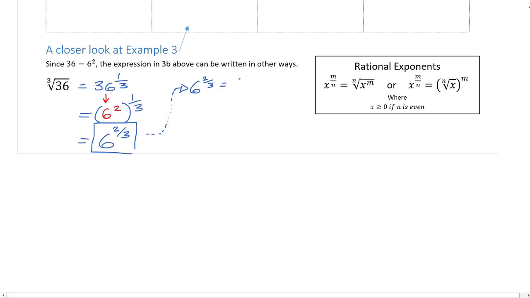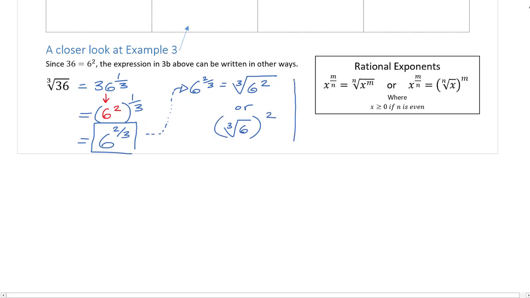That means there are 2 pieces of the puzzle going on here. The bottom number is the index of the root, right? So in other words, what if I put that 3 right back where it was, and underneath would be 6 squared? So I could write it like that, or I could even switch it around and do it like this. I could do the 3rd root of 6 first and then square it.